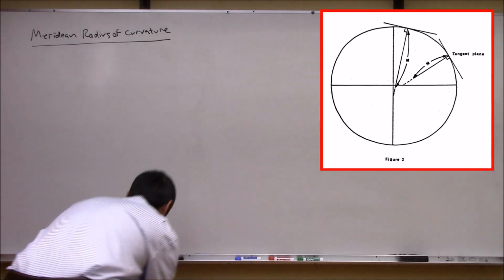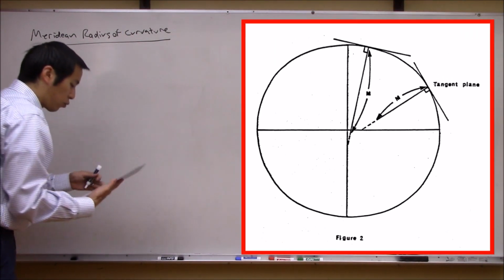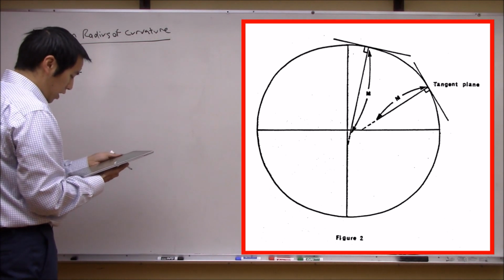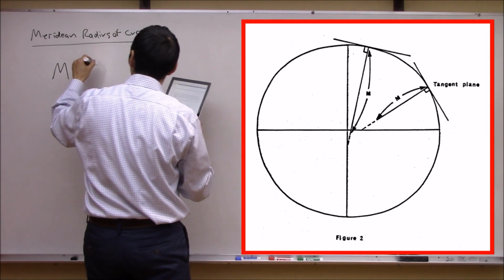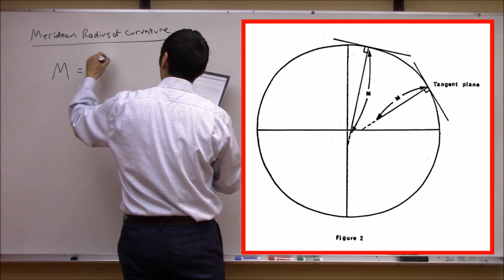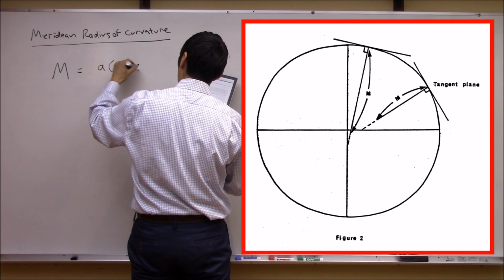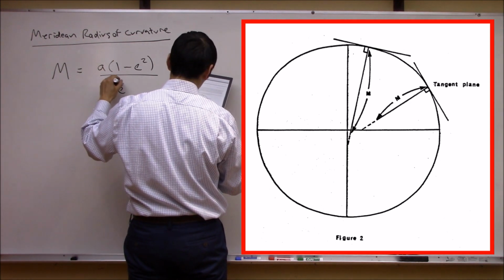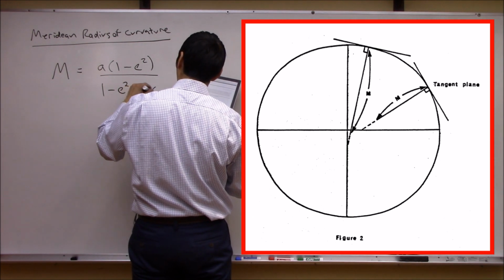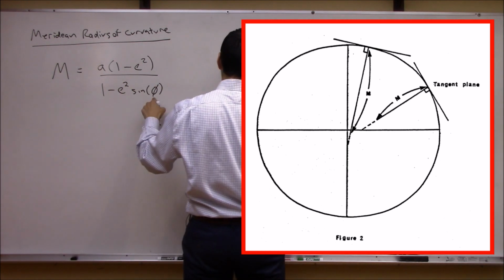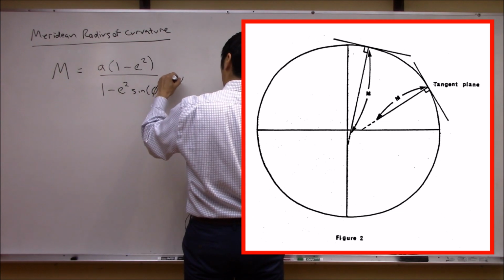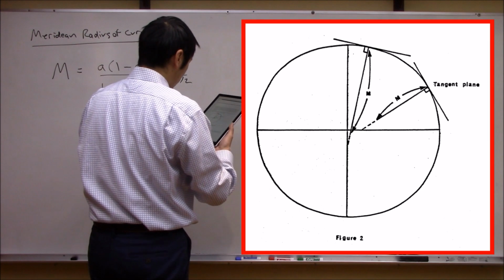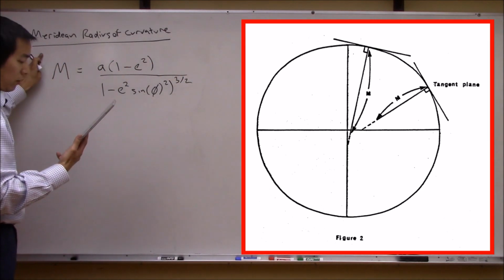So they derive what that radius of curvature M is, and what they end up with is the semi-major axis times the quantity 1 minus the eccentricity squared, all over 1 minus e squared sine of the latitude, our geodetic latitude, squared, to the 3/2. So here's a formula for that radius of curvature. This again is the meridian radius of curvature.